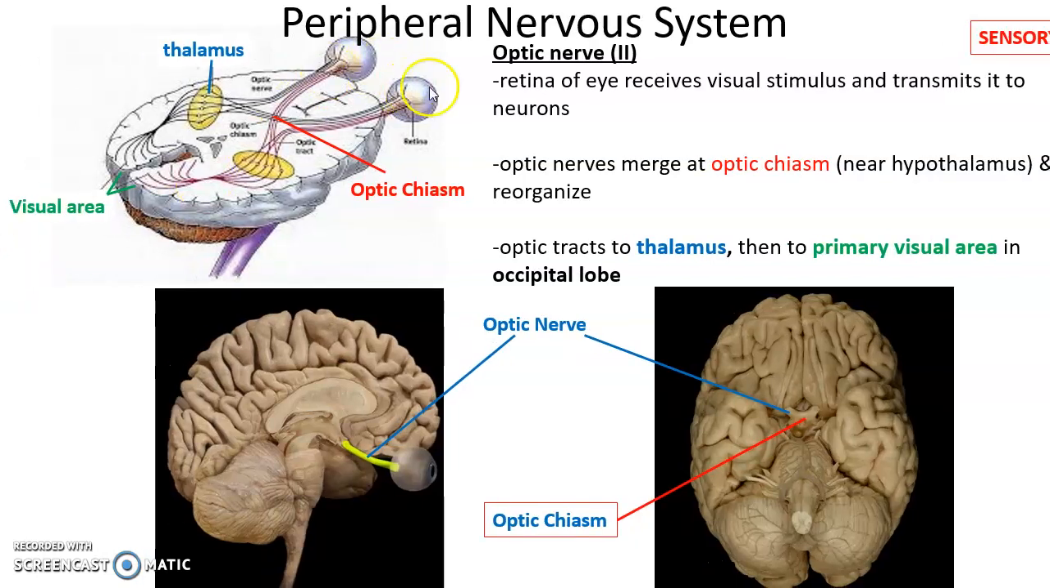So we have it going through the optic nerves, through the optic chiasm, where the nerves reorganize, into the thalamus, and from there synapsing to send the information to the primary visual area in the occipital lobe.